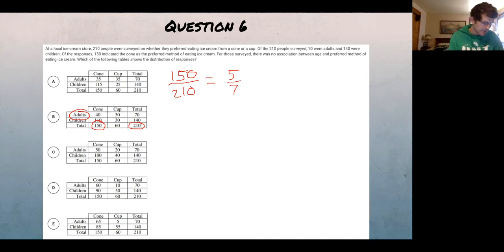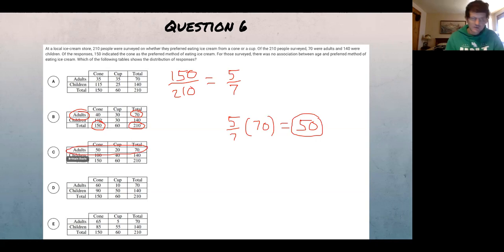Now, if I just look at adults, there's 70 adults. And because the overall population prefers cones with a 5/7 probability, then adults should prefer cones 5/7 of the time. So I can just do 5/7 times 70. And when I do that, that's going to give me 50. So for adults, I want to find where 50 prefer the cones. And it looks like right here, that's what I've got. So if you follow that logic, then it looks like C is our answer. Okay.